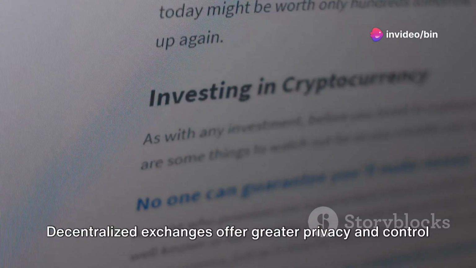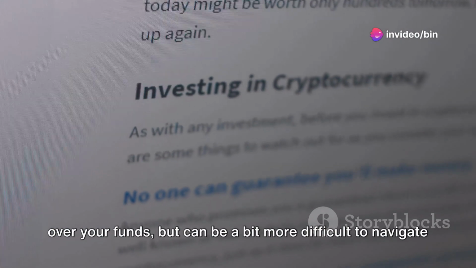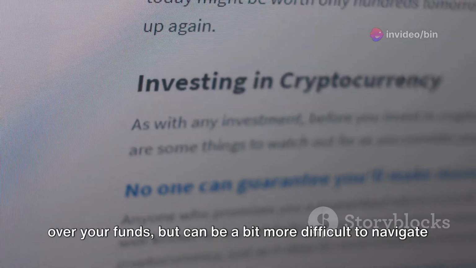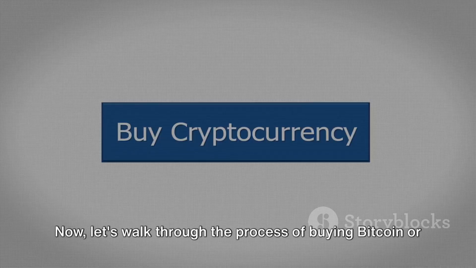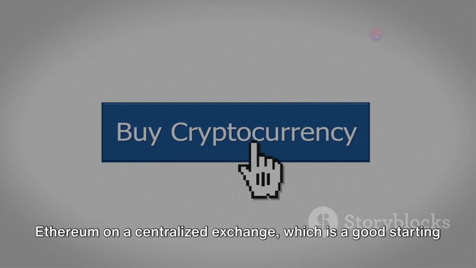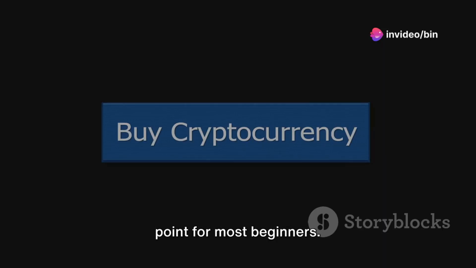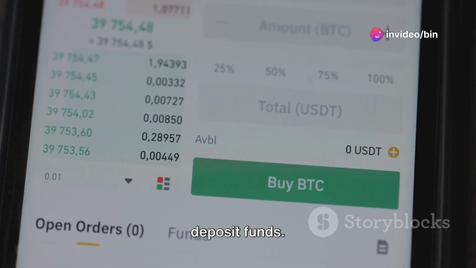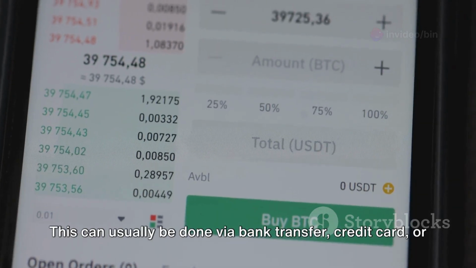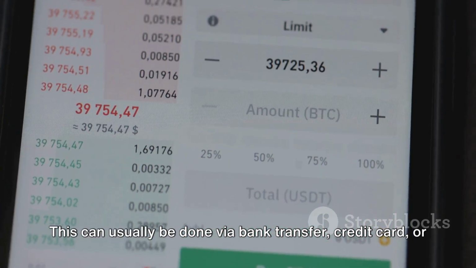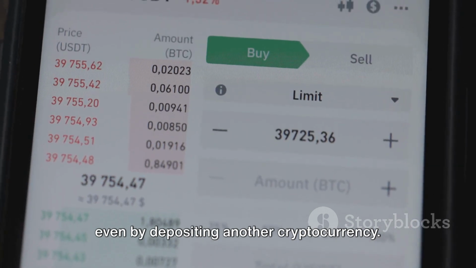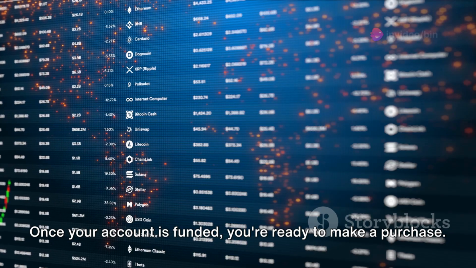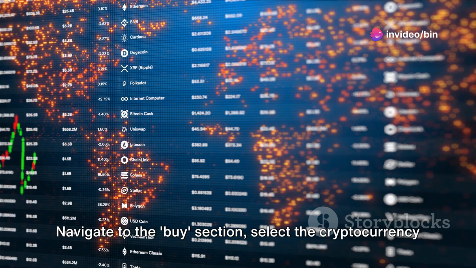Decentralized exchanges offer greater privacy and control over your funds, but can be a bit more difficult to navigate for beginners. Now let's walk through the process of buying Bitcoin or Ethereum on a centralized exchange, which is a good starting point for most beginners. After signing up and verifying your account, you'll need to deposit funds. This can usually be done via bank transfer, credit card, or even by depositing another cryptocurrency. Once your account is funded, you're ready to make a purchase.